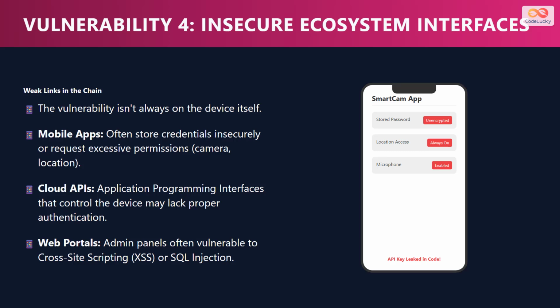Attackers also target the ecosystem around the device. Mobile apps used to control smart devices often store passwords insecurely or demand unnecessary permissions like location tracking. Similarly, the cloud APIs that devices communicate with may lack proper authentication, allowing attackers to send commands to your device remotely without ever touching it.